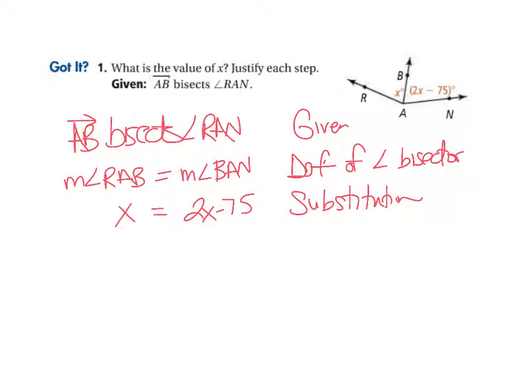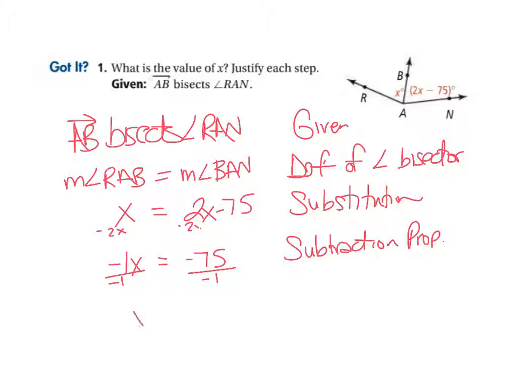All right, then I'm going to do some algebra. I'm going to subtract the 2x on both sides. You don't have to show this minus 2x unless it helps you. So I'm going to end up with minus 1x equals negative 75. And what I just did there was subtraction. That's how I got to that. I subtracted on both sides. So the subtraction property says I can do that. And then I'm going to divide by negative 1, and here we go. x is 75, and that was the division property that got me to that stage.